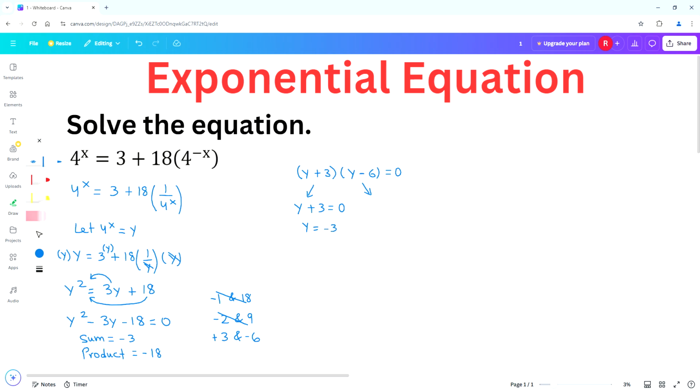The first solution is negative 3. The second solution is 6. Now we have to use these two y values to find the x values because the variable in the given equation is x. We did the substitution, let 4 to the power x equals y. Now we have to replace y with 4 to the power x to find the value of x.